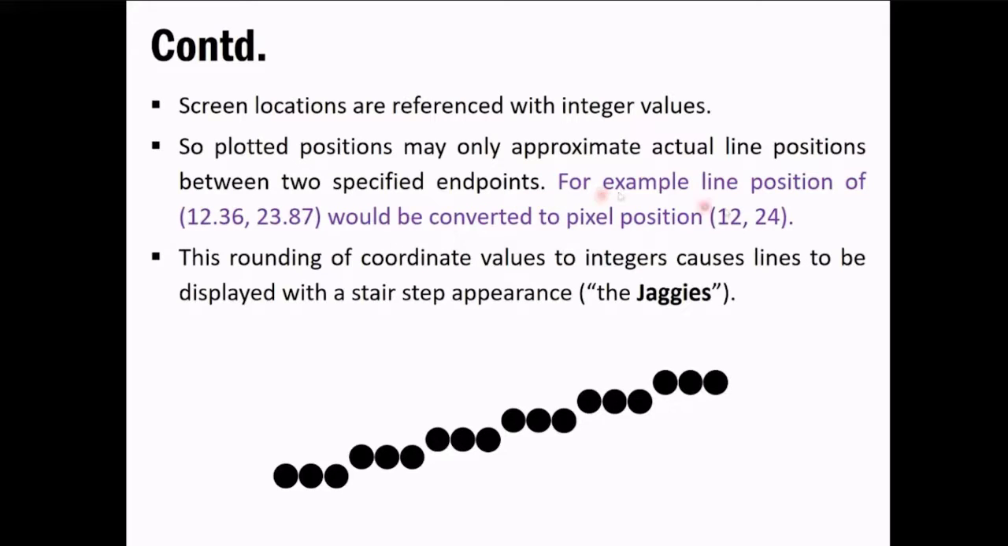For example, a line position of 12.36 would be converted to the pixel position 12. Obviously, we won't have that precise a thing in our graphics library. So it will always round it to the nearest integer value. And if I say we'll only have these rounded integer values, then you will say, okay sir, definitely I am going to get a pixelated image.